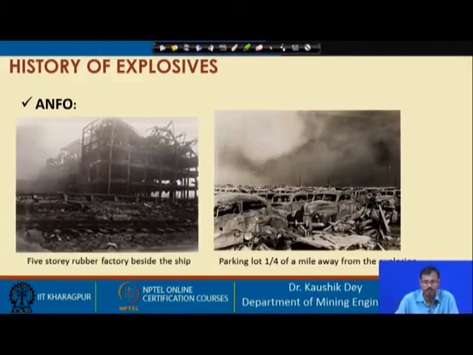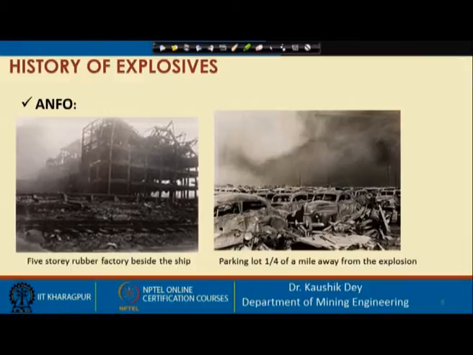And you can see these photographs. This is a 5-story rubber factory beside that port, and this is the status of it after the explosion. This is a parking lot 1/4 mile away, where you can see the situation of the cars parked at that parking place after the explosion.